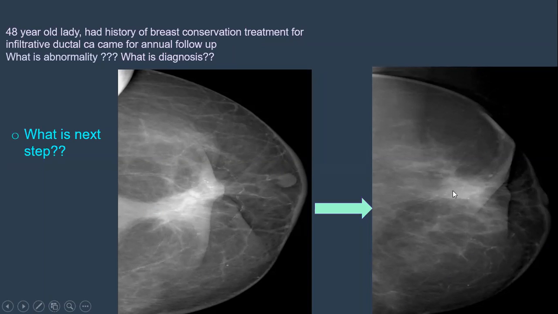Even if you look for the center, is more lucent. Yes, there are associated architectural distortion, but the area is getting more lucent than before even. And this is evolving calcification, pleomorphic calcifications might represent what? Okay, let me go for ultrasound.